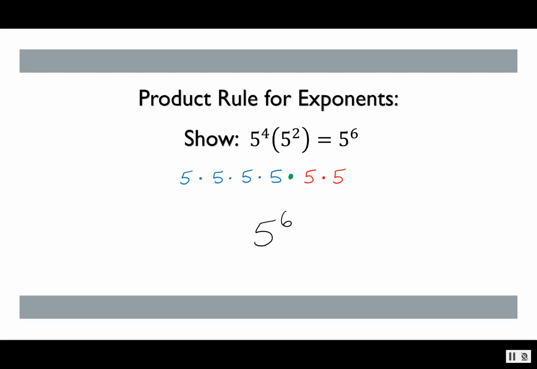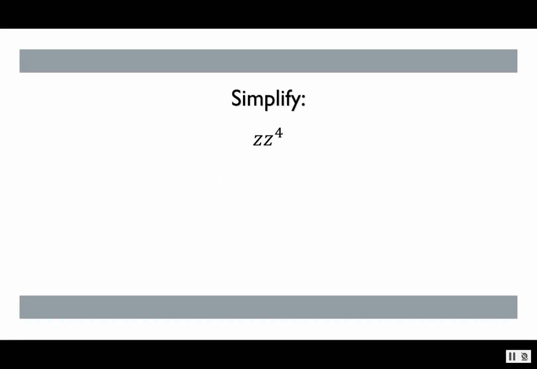From this example, it appears that a shortcut in this situation would be to keep the base the same and add the exponents. This has proven to be true. Let's do a couple of examples. In this example, we are asked to simplify z times z to the 4th. When asked to simplify an exponential expression, we will use the laws of exponents until the resulting expression no longer has laws that can be applied to it. Right now, we are only acquainted with the product rule for exponents.